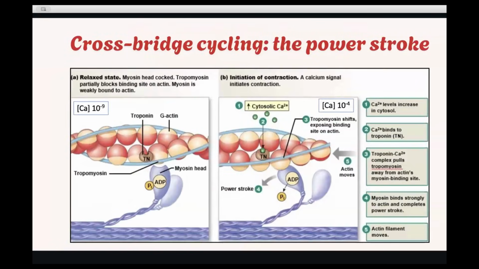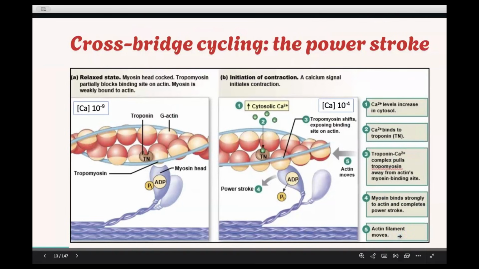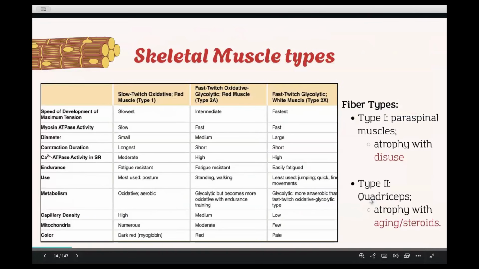Okay, so I've put the slides here just for the sake of completion, but it's not really important. This is a typical first year slide. You just need to understand that the power stroke is the most important step in muscle contraction, and it happens after the calcium binds to troponin, allowing the myosin and the actin to bind. Myosin binds strongly to actin and completes the power stroke, and then the actin filament moves. You can just read it. I don't think you'll be getting a question on this.